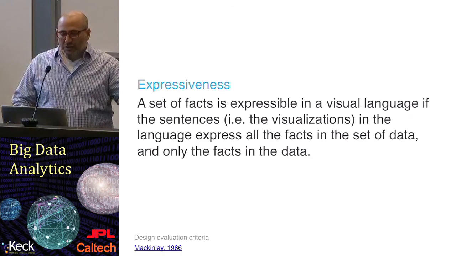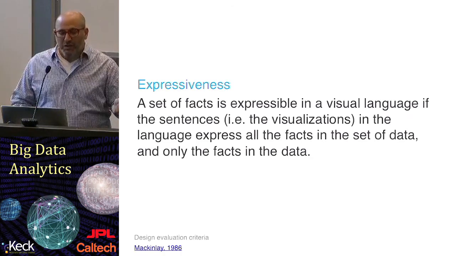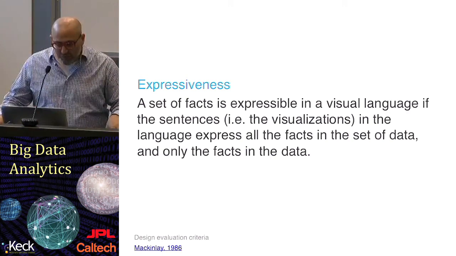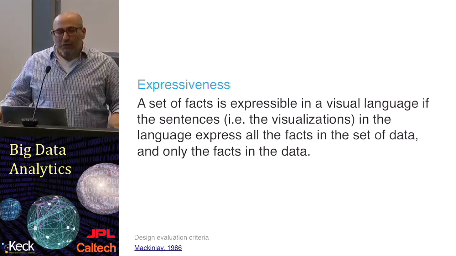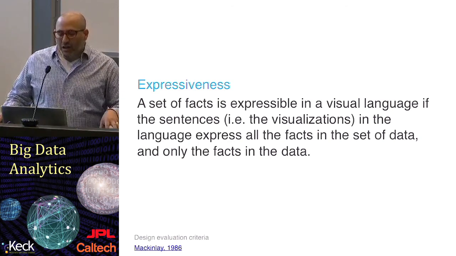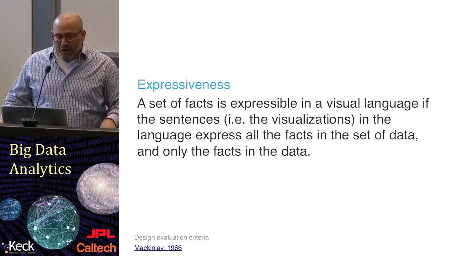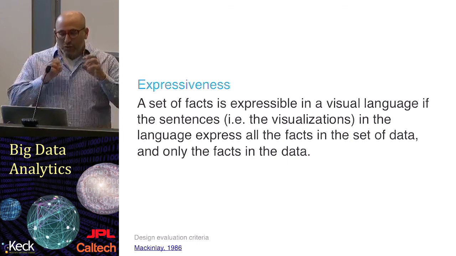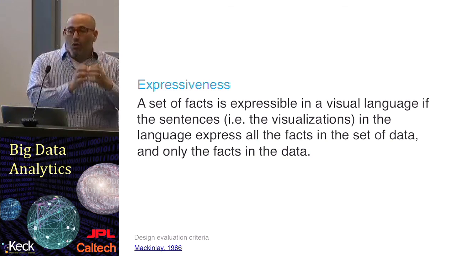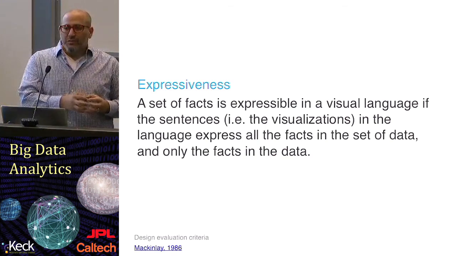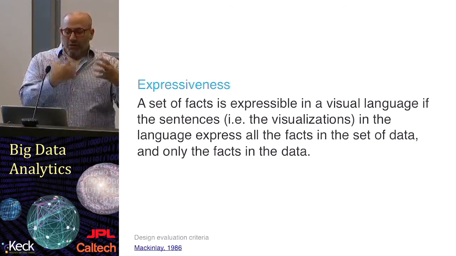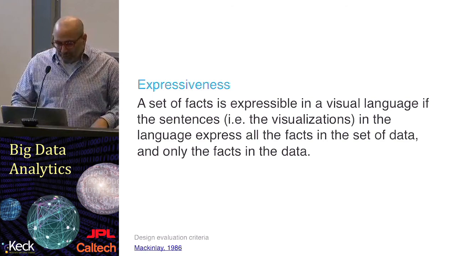Tufte talks about this as expressiveness. What's important is that data graphics are expressive. And here I've chosen McKinley's description, which is the idea that visual graphics need to express all the facts in the data and only the facts in the data. This is something that's very easy to accidentally violate. And I'll give you a quick example.